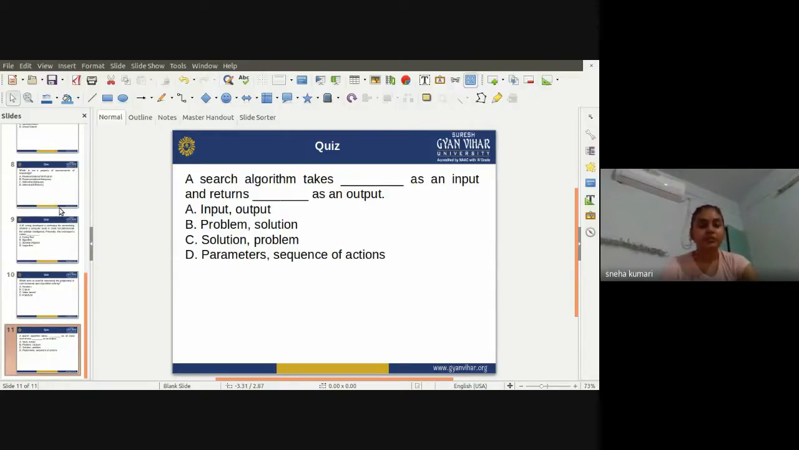Okay, so today we just cover this topic. Now from the next lecture we will start the depth first search algorithm.